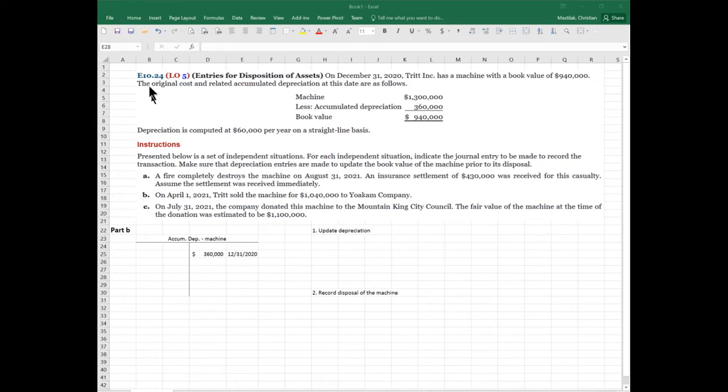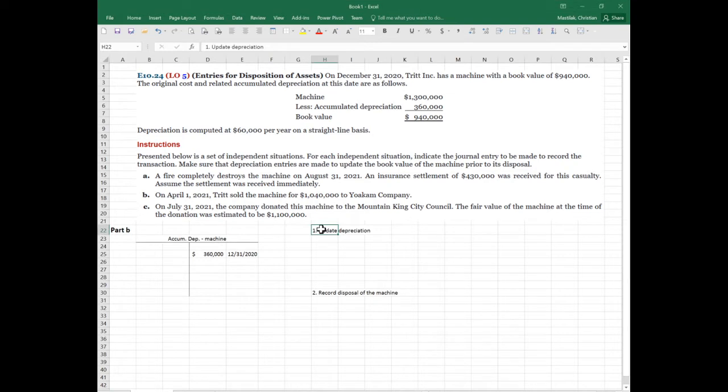Okay, so we're looking at exercise 10.24, and we are looking at parts B and C. We'll go ahead and figure out how to do these last couple parts. So you recall that we had a machine that at 12/31/2020 had a cost of $1.3 million, accumulated depreciation of $360,000, and a net book value of $940,000. On April 1st, 2021, we sold the machine for $1,040,000 to Yoakum Company. So what do we have to do in order to record this disposal?